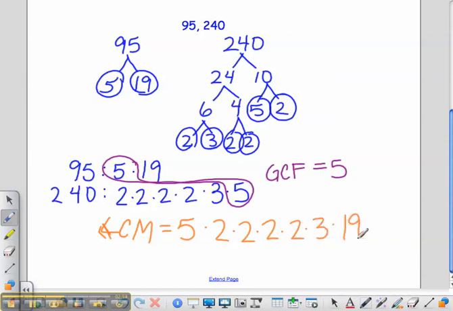So if you were to solve for this, 5 times 2 times 2 times 2 times 2 times 3 times 19, you would get that the least common multiple is 4,560. And that is a review on how to find the least common multiple between two numbers.